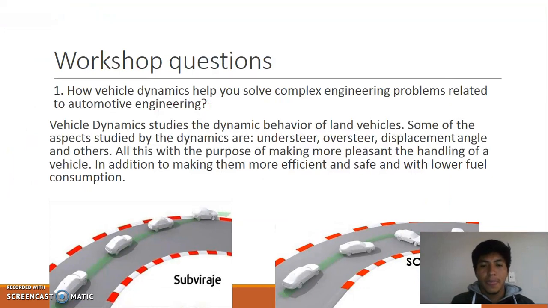Now we will talk about the questions. The first question said, how does vehicle dynamics help you solve complex engineering problems related to automotive engineering? Vehicle dynamics studies the dynamic behavior of land vehicles. Some of the aspects studied by vehicle dynamics are understeer and oversteer, displacement angle and others. All this with the purpose of making the handling of a vehicle more pleasant, in addition to making them more efficient and safe, and with lower fuel consumption.